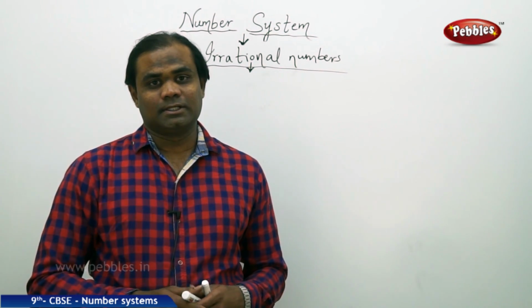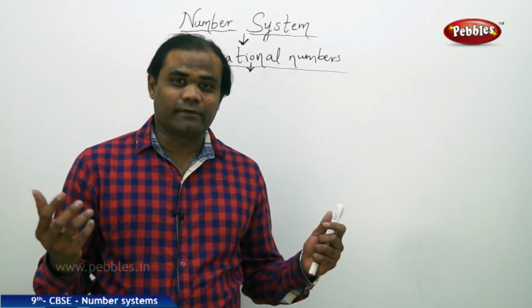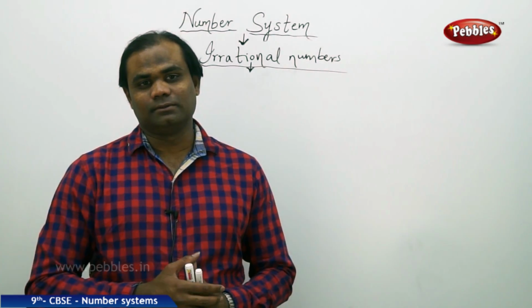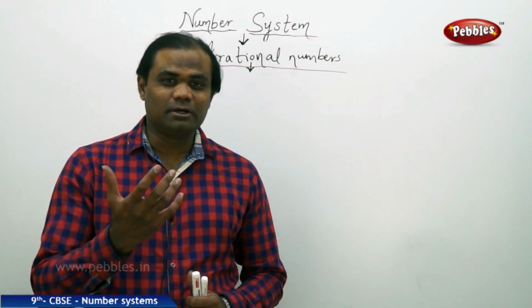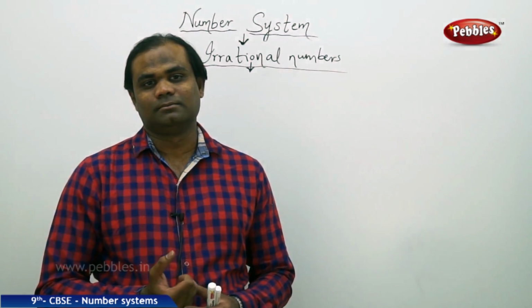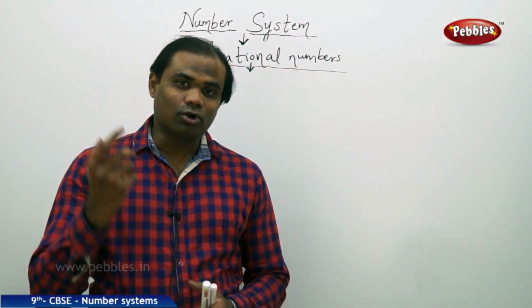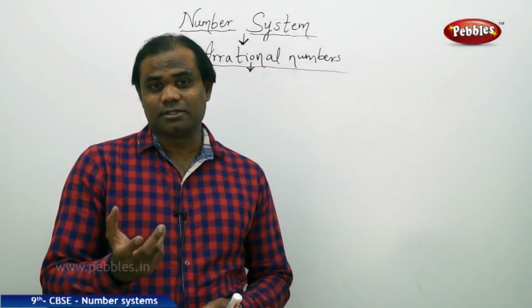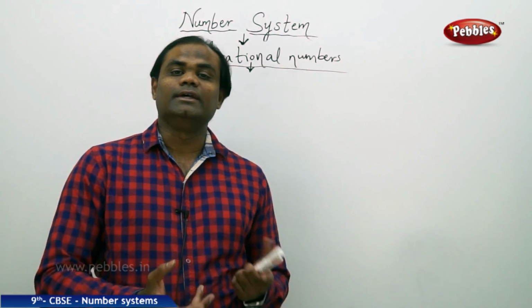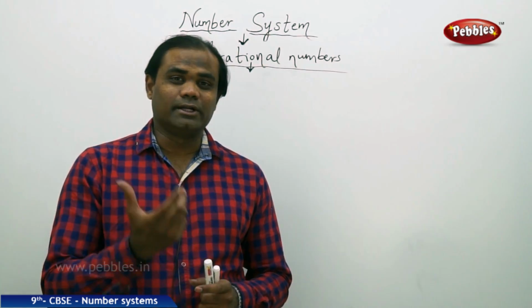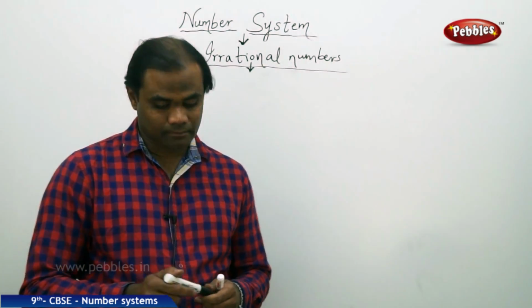Irrational numbers. The numbers which are not rational. The opposite of rational is irrational. So any number which is not a rational number is an irrational number. So any number which cannot be expressed in the form p by q, with p and q being integers and q not equal to 0, is an irrational number. I think you all get it now what an irrational number is.